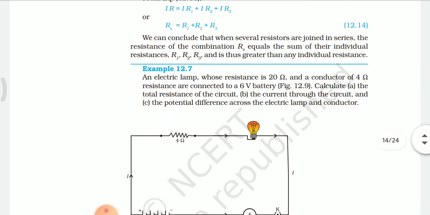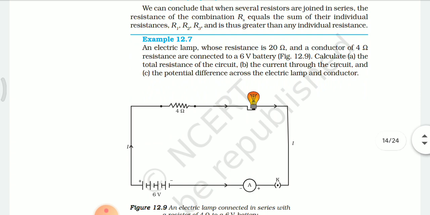We can conclude that when several resistors are joined in series, the resistance of the combination RS equals the sum of the individual resistances R1, R2, R3, and is thus greater than any individual resistance.